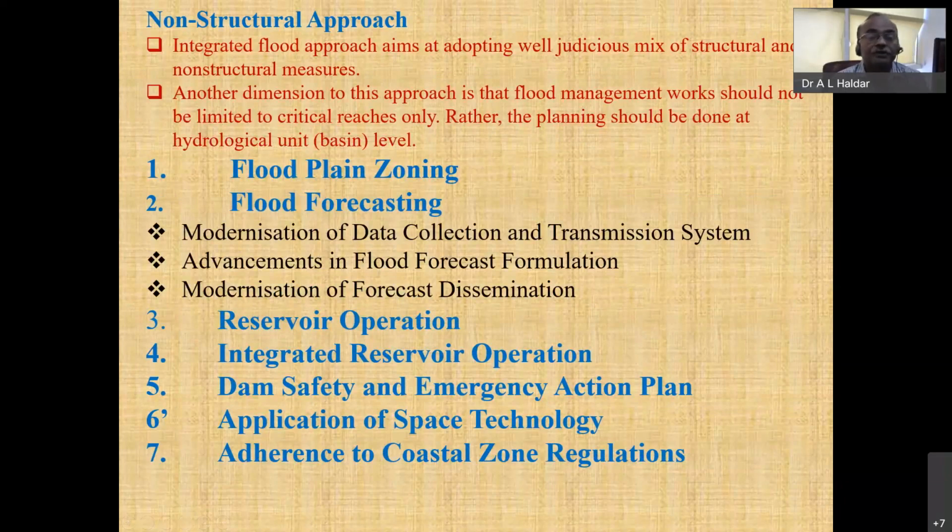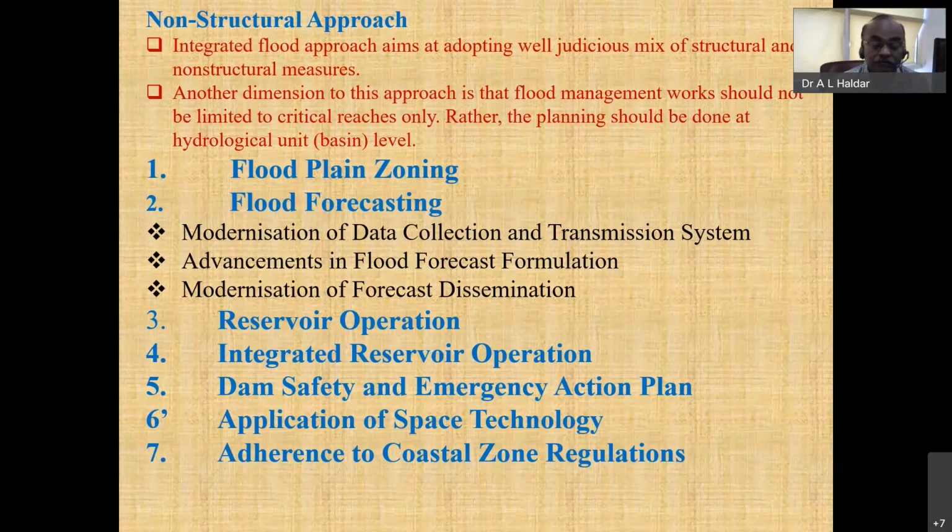Similar concepts apply there. India is highlighting the non-structural approach, because you cannot stop the rainfall, but this non-structural approach can minimize the flood. That is the floodplain zoning we should do, flood forecasting should be done, and this forecasting should be transmitted in time. Integrated reservoir operation should be maintained, along with a safety and emergency action plan.